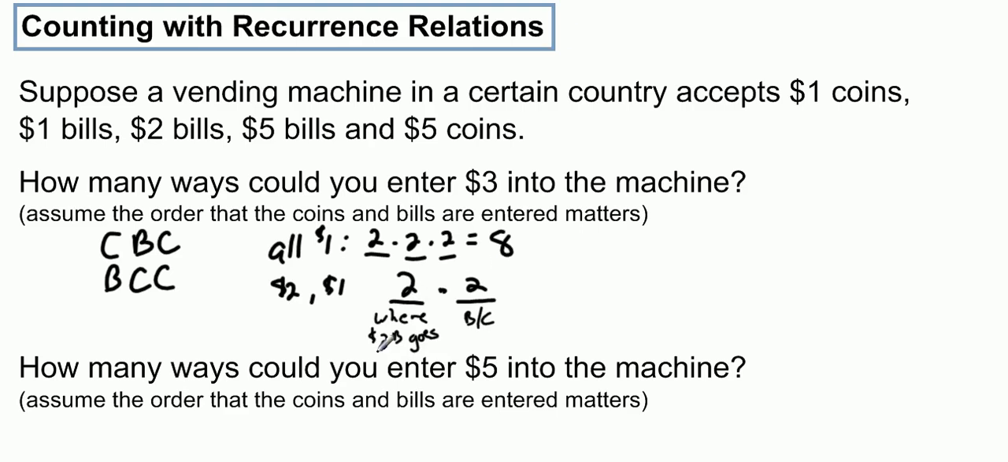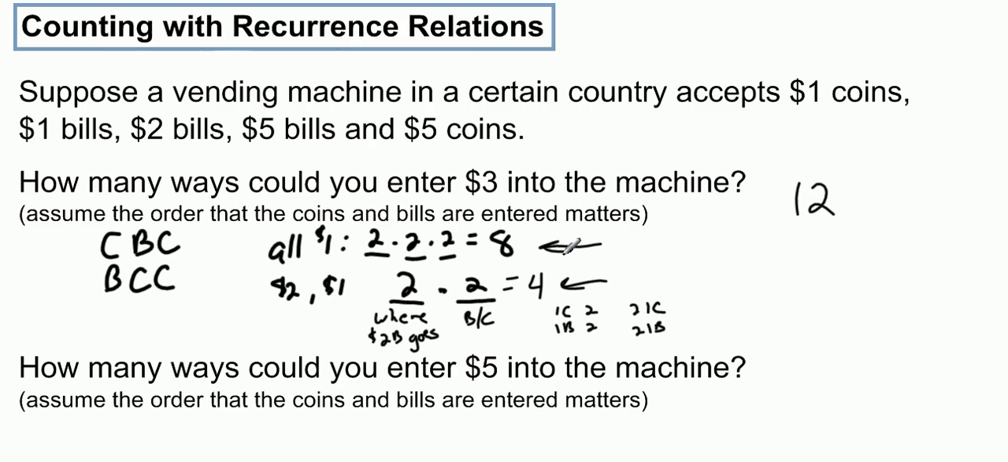That's going to give us 4 different ways. So there are 8 ways to put all ones in. There are 4 different ways to put a $2 and a $1 bill, and if you wanted to think about it, it could be 1C followed by 2, or 1B followed by 2, or it could be 2 followed by 1C, or 2 followed by 1B. Those are the 4 different ways to put 2 and 1 in. Okay, so altogether there are 12 different ways to put $3 into the machine.